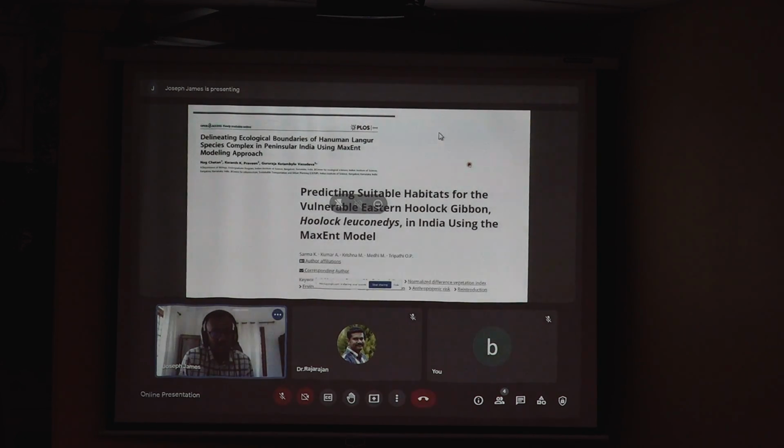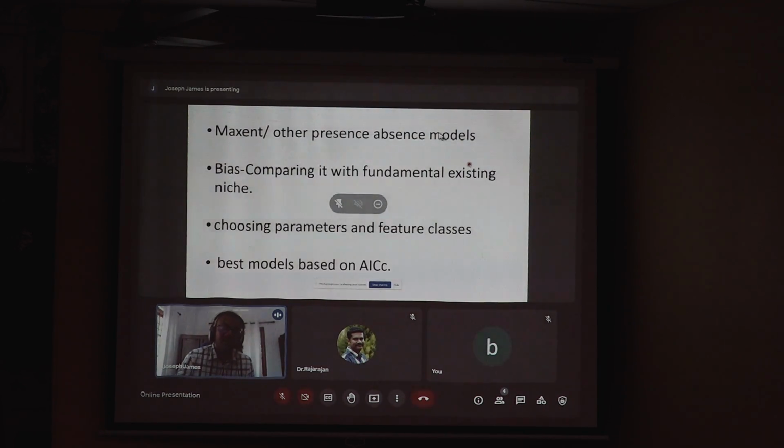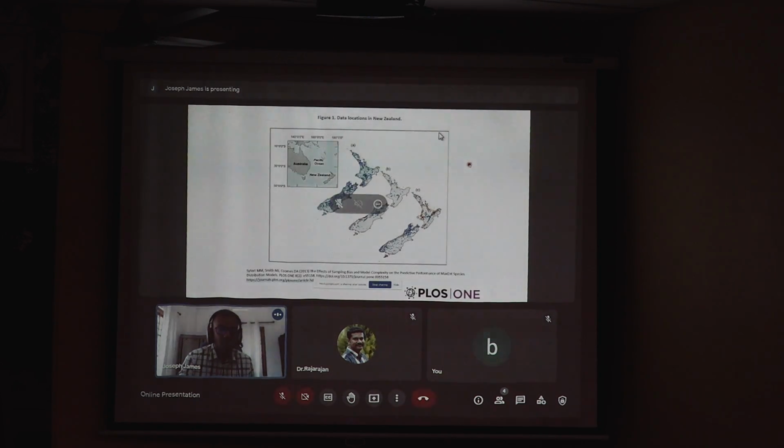And as I said, the studies which have undertaken species distribution modeling on different species in India are very few. So there is huge potential for species distribution modeling in India, and there are also a lot of different methods. One of the most commonly adopted methods is Maxent, and then you have other regression modeling methods which you can use, and there are different factors you have to be careful about when doing species distribution modeling.